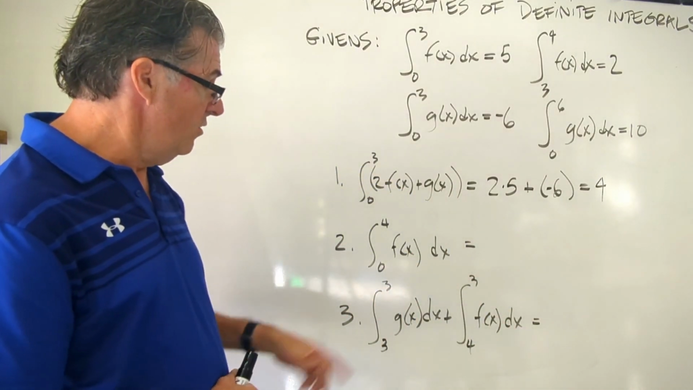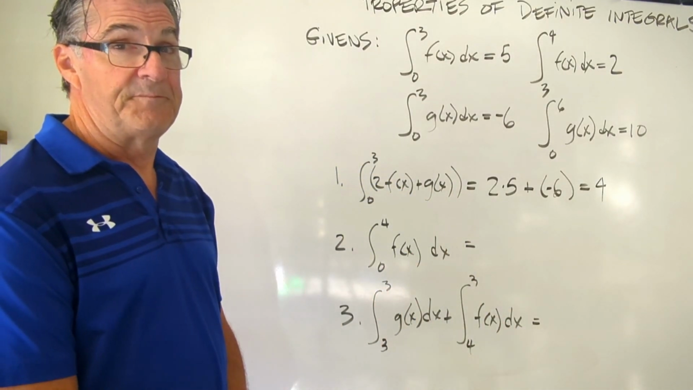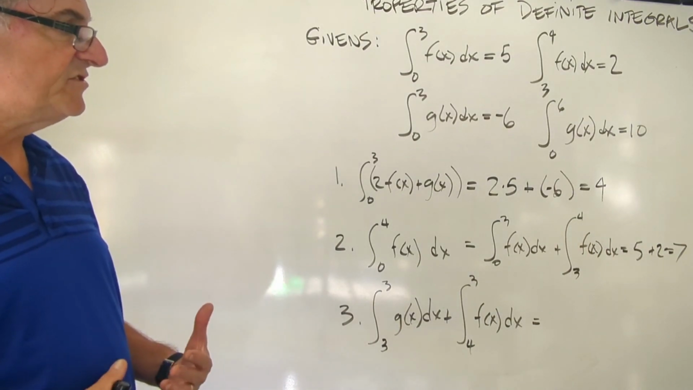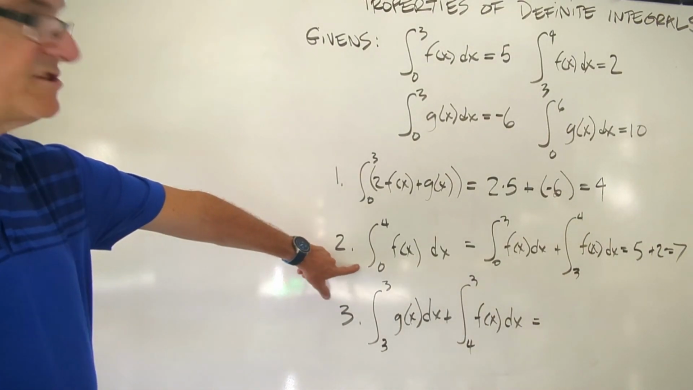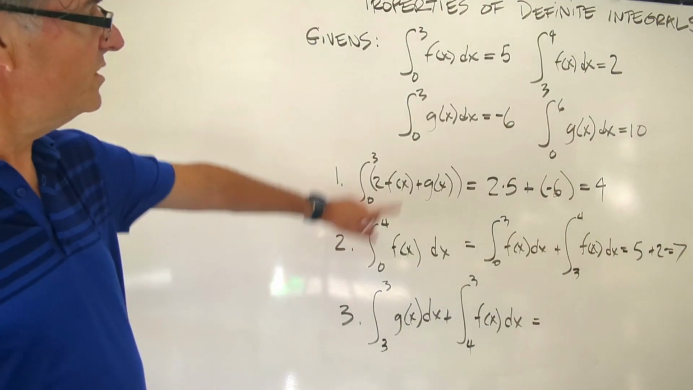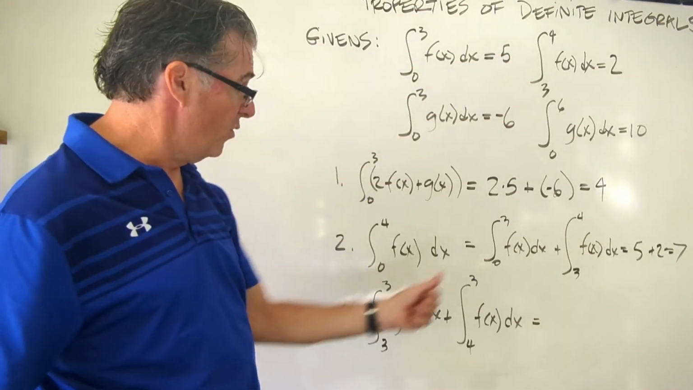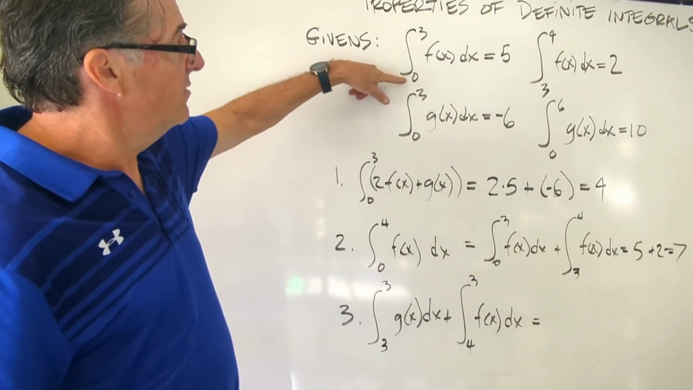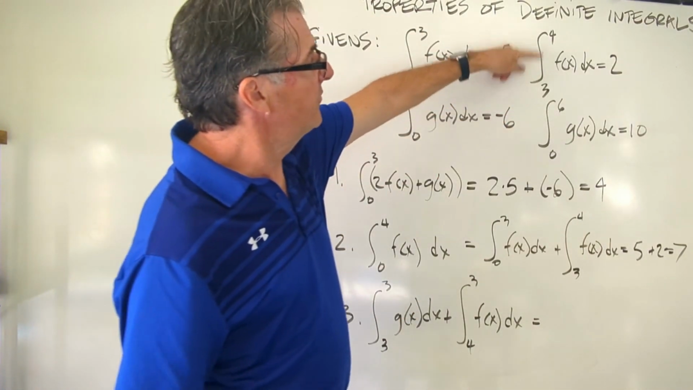Now, pause the video and give this one a try. Okay, let's see how you did. I broke this up. So this is an interval problem. To use the interval rule, we don't have anything for 0 to 4 for f of x. And we do have 0 to 3 and 3 to 4.